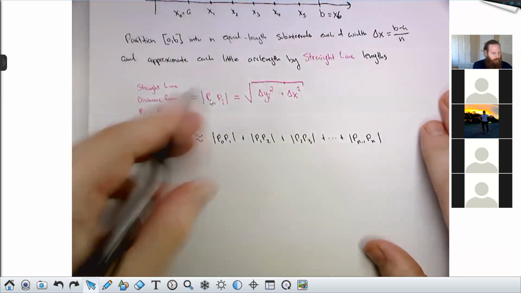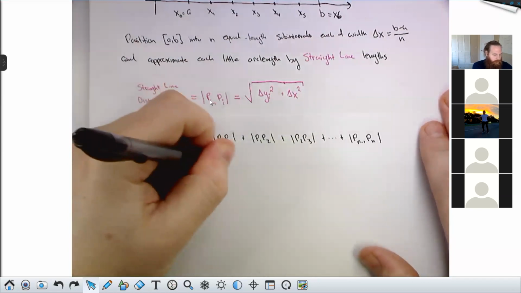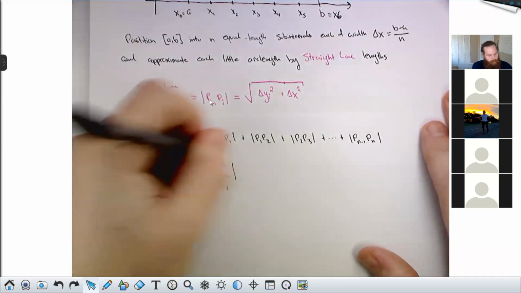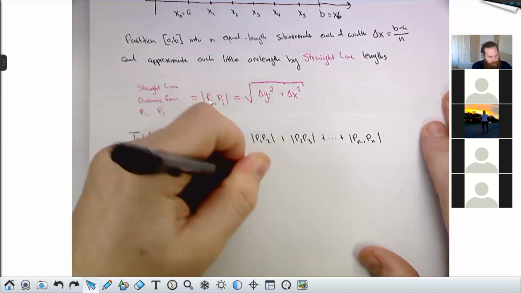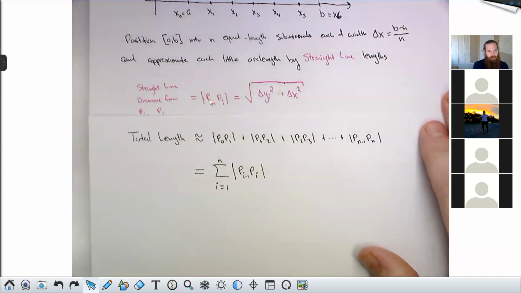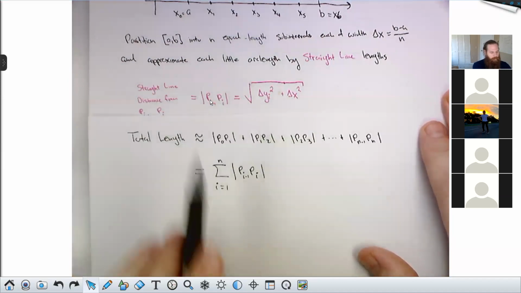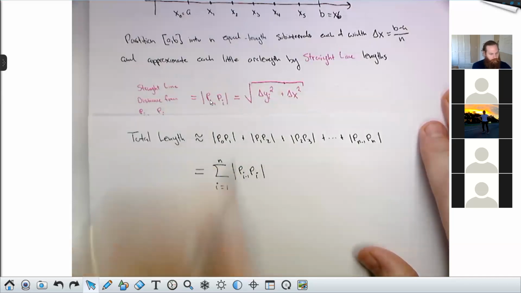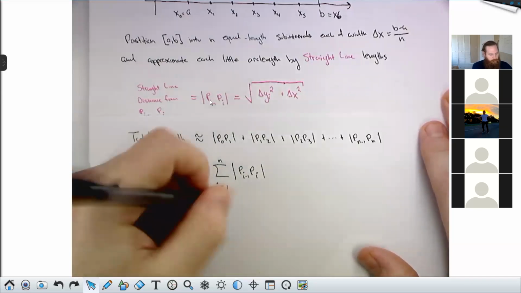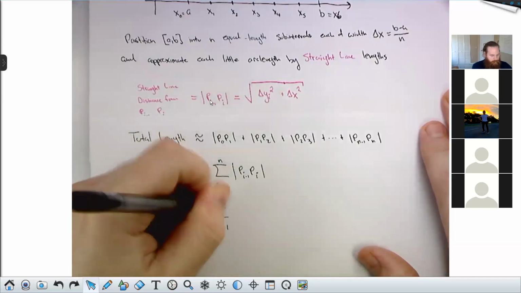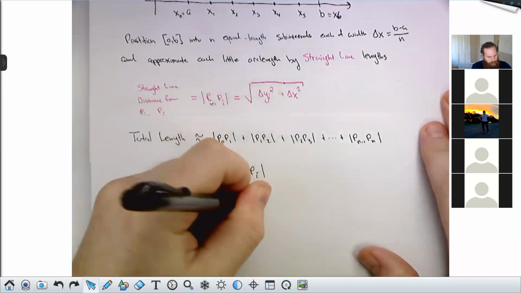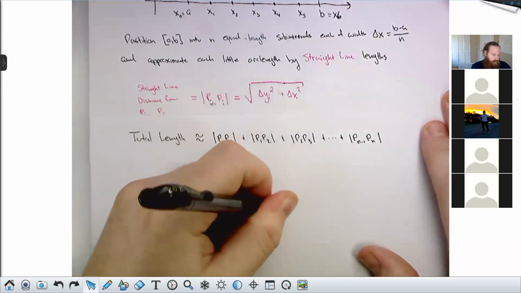So we're going to send n to infinity eventually. But for now, I just want to get a formula for this. This is the sum from i equals 1 to n of the length from P(i-1) to P(i). If you try plugging this in, when i is 1, this is P0 to P1. When i is 2, this is P1 to P2. When i is 3, this is P2 to P3, and so on. So you add those up, you get this. And then we have a formula for the length from P(i-1) to P(i). So this is the sum from 1 to n of the square root of delta y_i squared plus delta x squared.